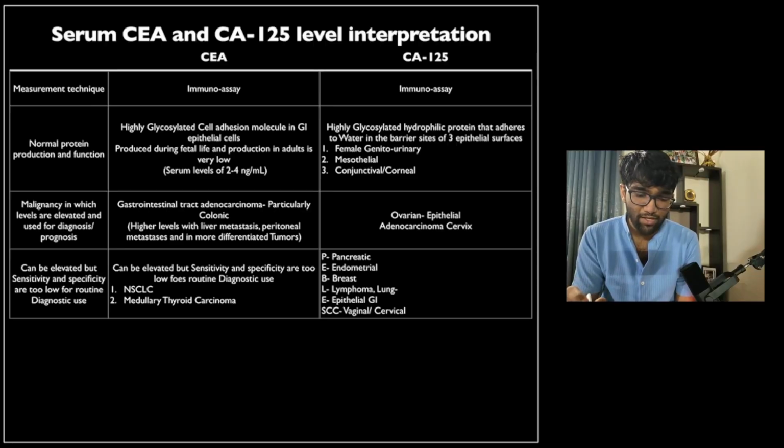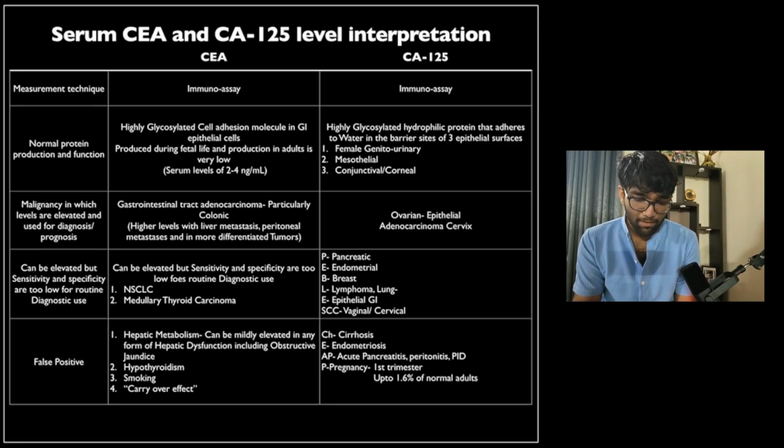So CEA values can be elevated, but are not clinically useful for diagnosis in case of non-small cell lung carcinomas and medullary thyroid carcinomas. Similarly, CA 125 is elevated in, I use a mnemonic for this, PEBBLES, that is P for pancreatic, E for endometrial, B for breast, L for lymphoma and lung malignancies, E for epithelial GI malignancies, and S for squamous cell carcinomas of the vagina or the cervical epithelium.